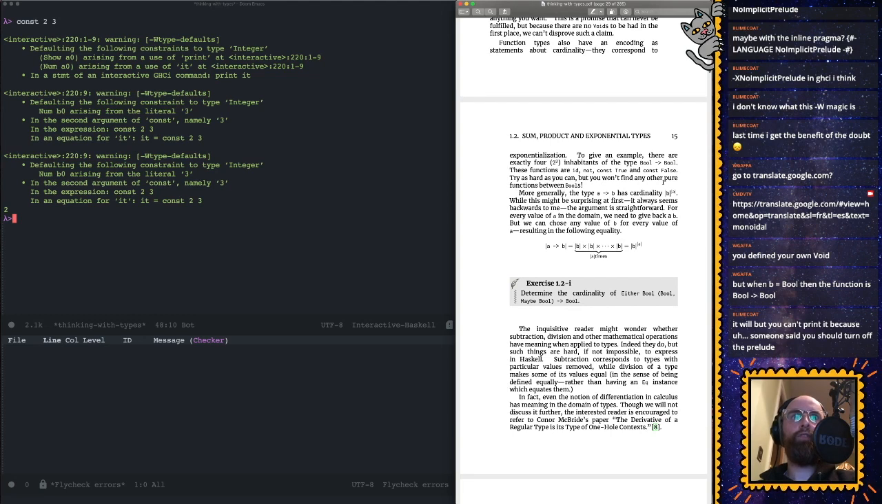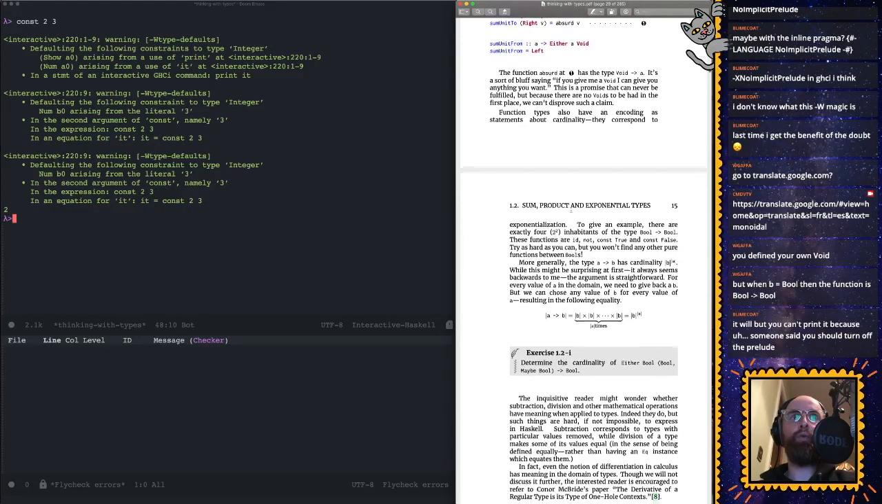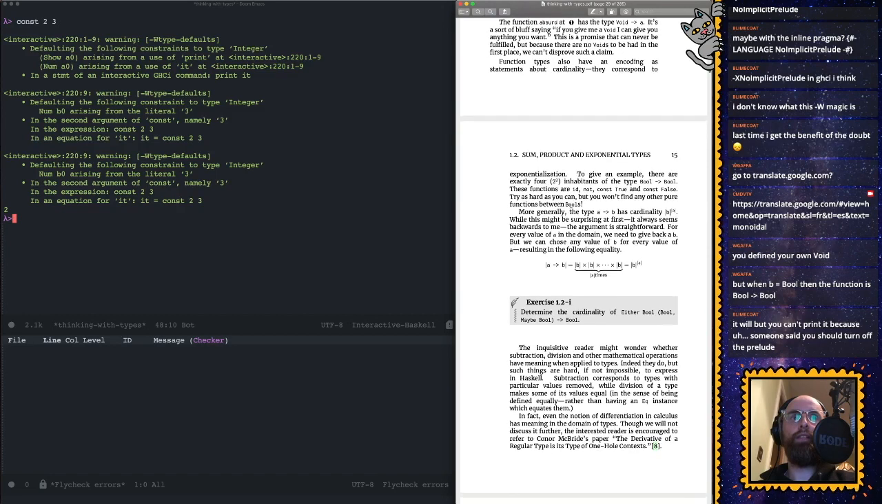Try as hard as you can, but you won't find any other pure functions between bools. More generally, the type A to B has cardinality of B, summed with A. Oh, sorry, powered. So B to the power of A, which might be surprising at first. But it does make sense, because when we were looking at bool to bool, it's 2 to 2. Our bool has cardinality of 2, and our A is another bool, so it's to the power of 2.